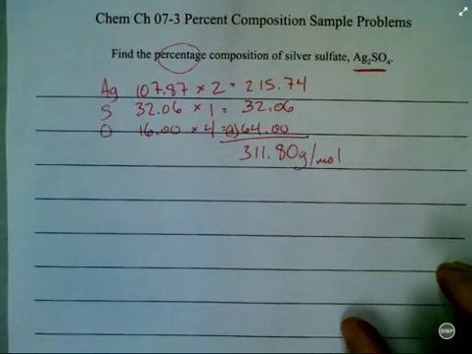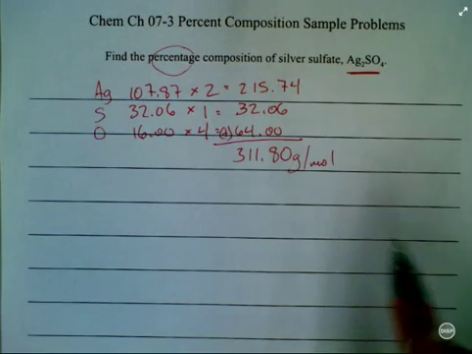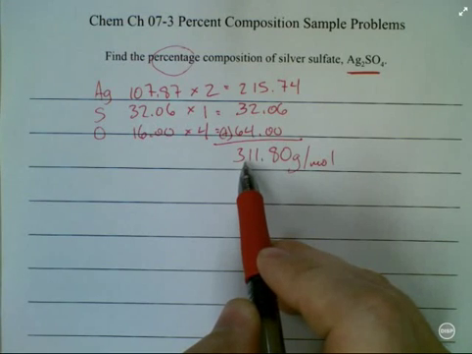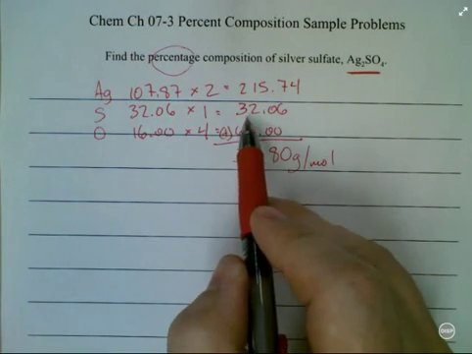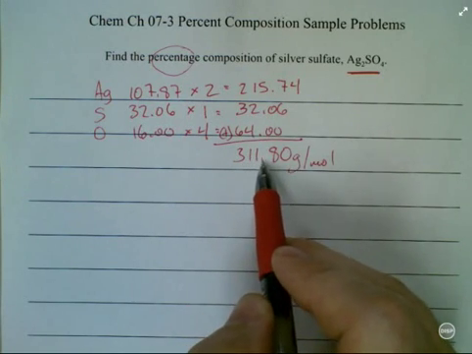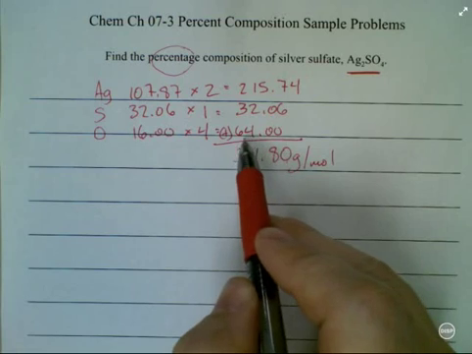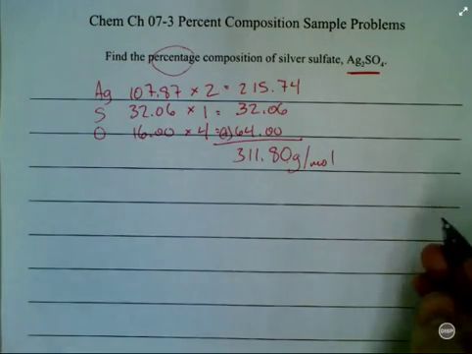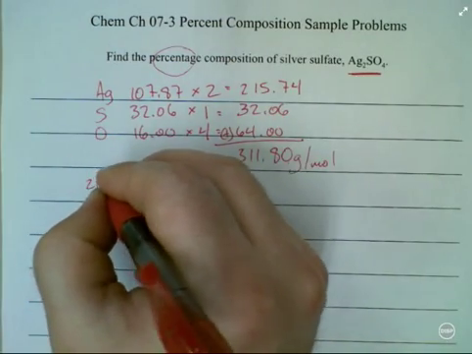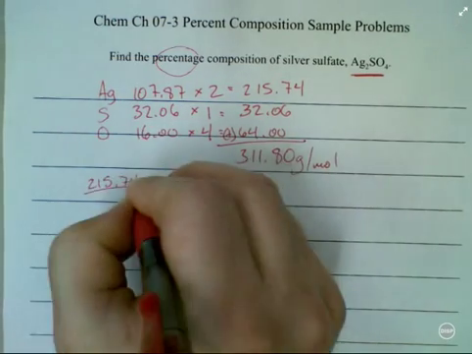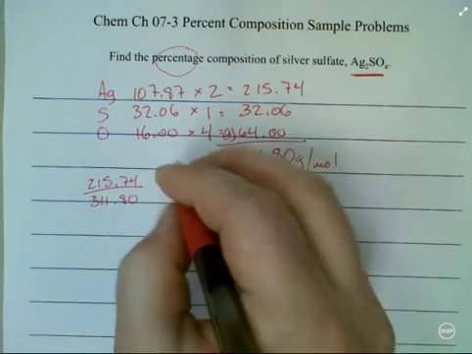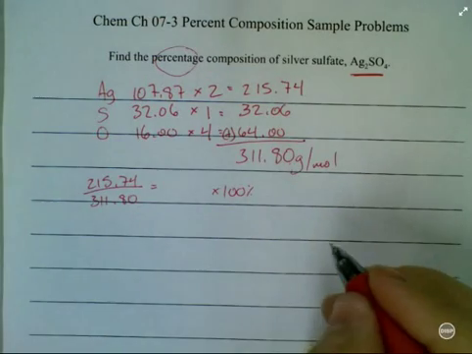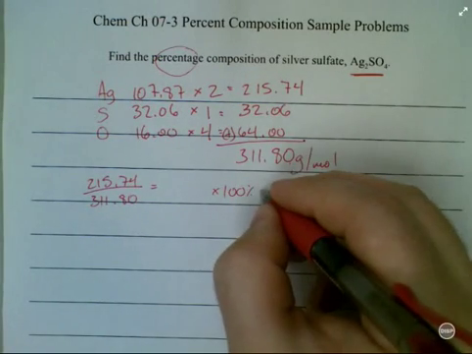Now, because I'm doing percent composition, I'm going to take the mass due to silver, divide it by the mass of the entire substance, turn that into a percentage. Take the mass due to sulfur, divide that by the mass of the whole compound, turn that into a percentage, and then take the mass due to oxygen and divide it by the mass of the substance and then turn that into a percentage. So what that's going to look like, we'll have 215.74 divided by 311.80. I'll come out with a value there, turn it into a percentage, and that will be my percent silver.